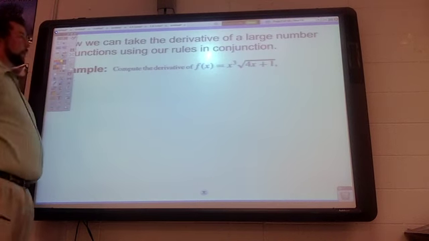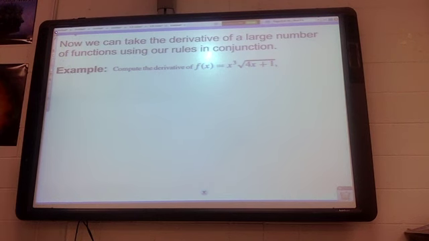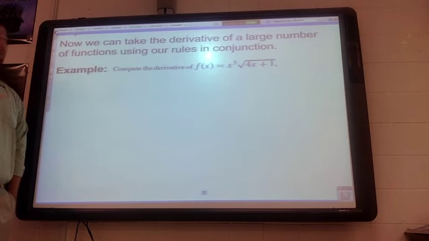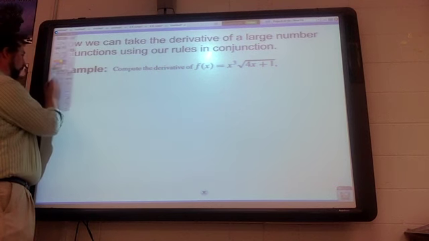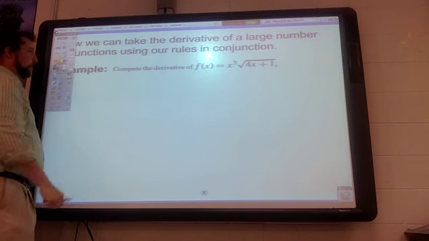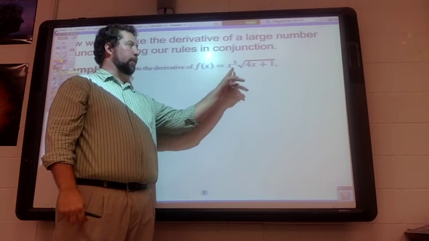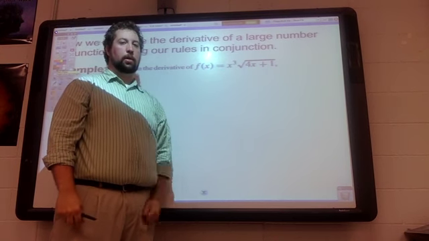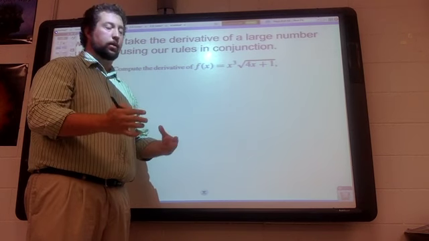All right, a couple more examples here. Now that we know the chain rule, we can put it together with a whole bunch of other things. So let's look at this horrible example here. It's not horrible. It's really not that bad. All right, so we want to take the derivative of this function, which is x cubed times the square root of 4x plus 1. What you've got to train yourself to see is look for parts.